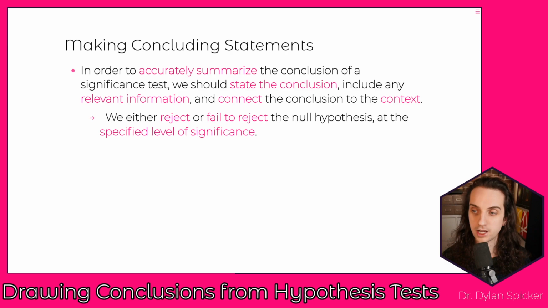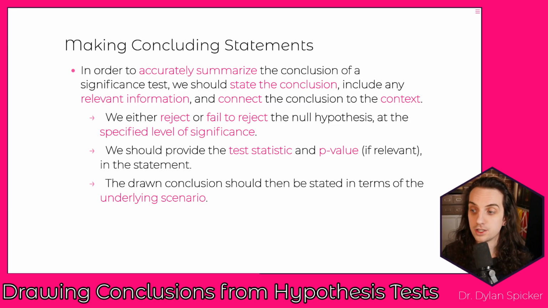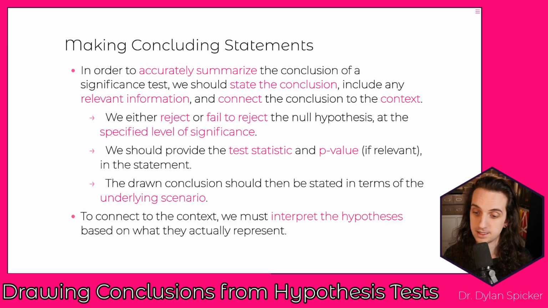So we're either going to reject or fail to reject the null hypothesis at a specified level. We should include our test statistic or the p-value, depending on what's relevant. The drawn conclusion should then be stated in terms of the underlying scenario. Okay, and so that's actually connected back to what the null hypothesis represents. And in order to connect to this context, we have to interpret the hypotheses based on what they're actually representing.